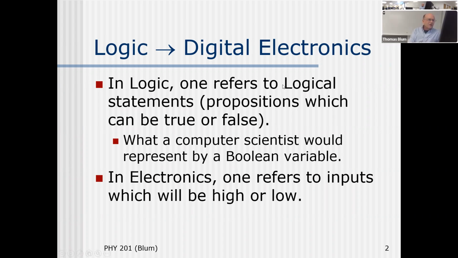We'll talk about Booleans. If you're a computer scientist, you'll talk about Booleans. If you are doing logic, you'll talk about logical statements, things that can be true or false. In programs, we often talk about conditions. Conditions are things that can be true or false. In electronics, we will have inputs and outputs, and they will be high and low. Whether some quantity is high or low will correspond to true and false. So we'll talk about ones and zeros.